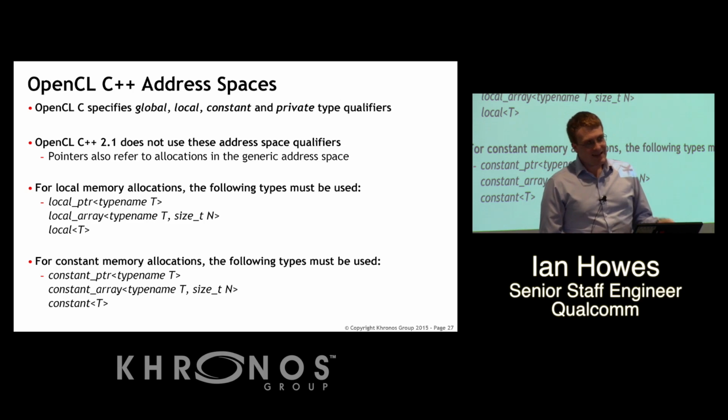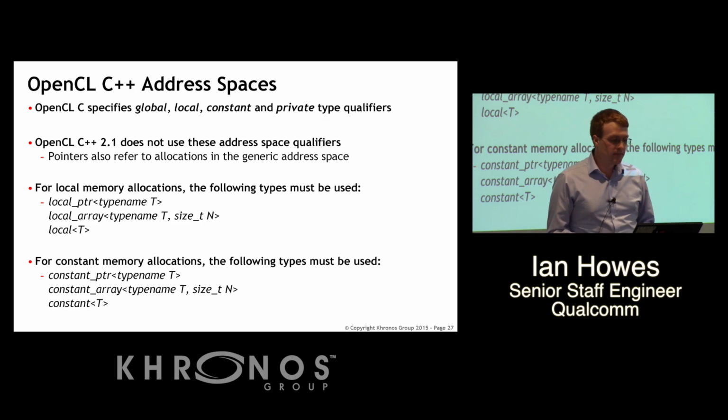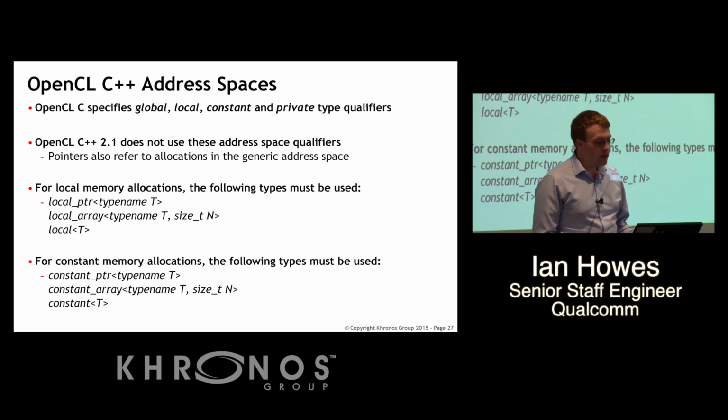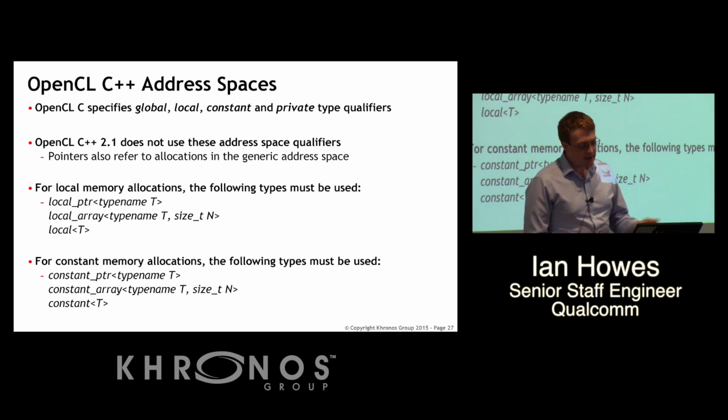Now, for allocating data in local memory or in constant memory, which is still useful for many of the devices, we have container classes that allow you to manage that. So we have a local pointer, we have a local array, which is roughly the same as the std::array type from C++, and just a local wrapper, and similarly for constant.